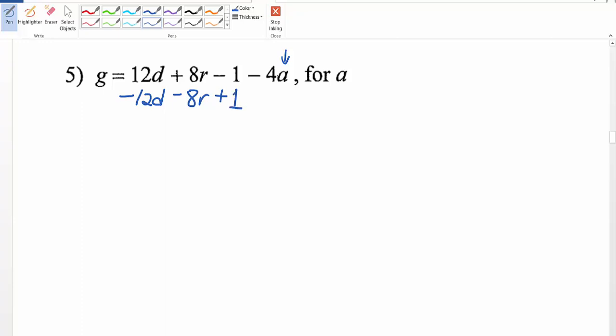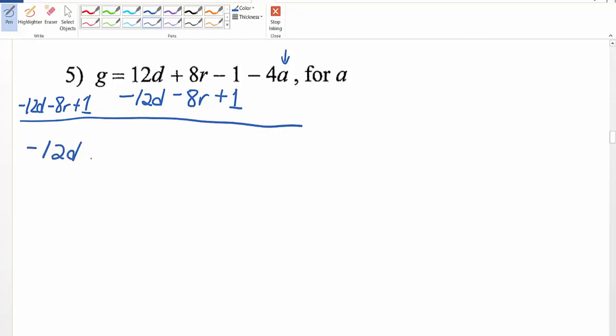Because the -4 is stuck and glued to a, we'll just hold off on that for a moment. But again, what we do to the right side, we have to do to the left side, so we're going to subtract all that stuff that we just did, or add it, depending on what the operation calls for. And when we do that, we end up with -12d minus 8r plus 1. We have our g that was over there originally.